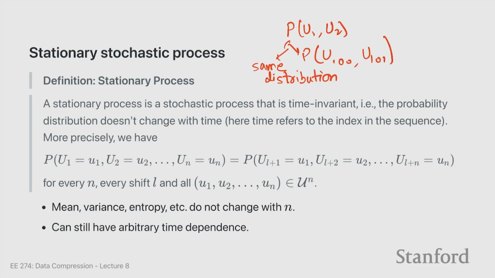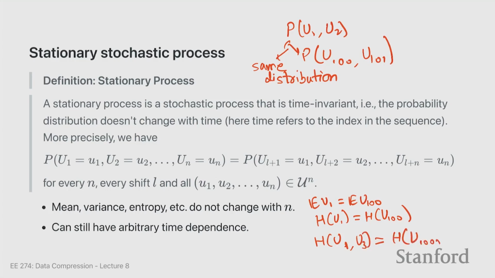In particular, the general definition is fine, but specific properties are that the mean, variance, entropy, all of these do not change with n, right? So what we are saying is that the expectation of U1 will be the same as the expectation of U100, for example, or the entropy of U1 will be the same as the entropy of U100, or the entropy of U1 comma U3 will be the same as the entropy of U1000 and U1002. So these sorts of properties, right?